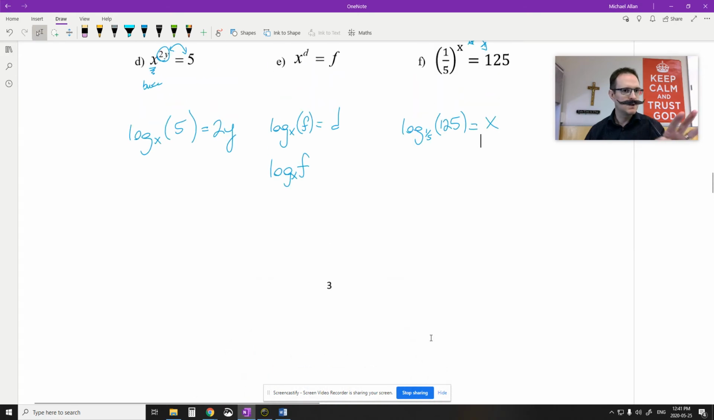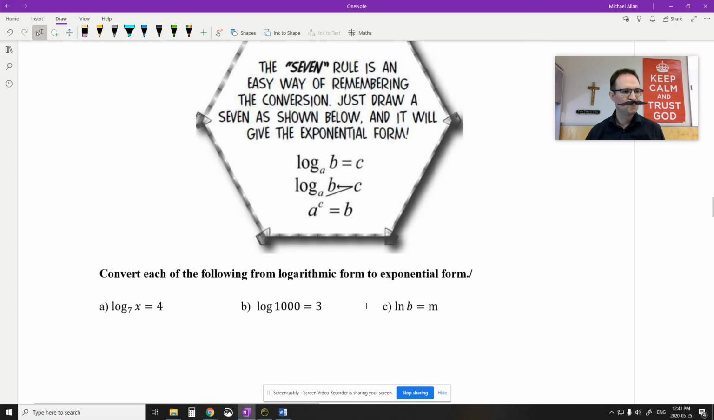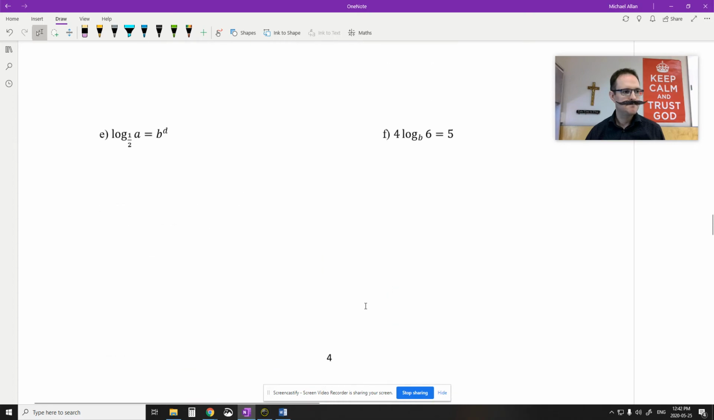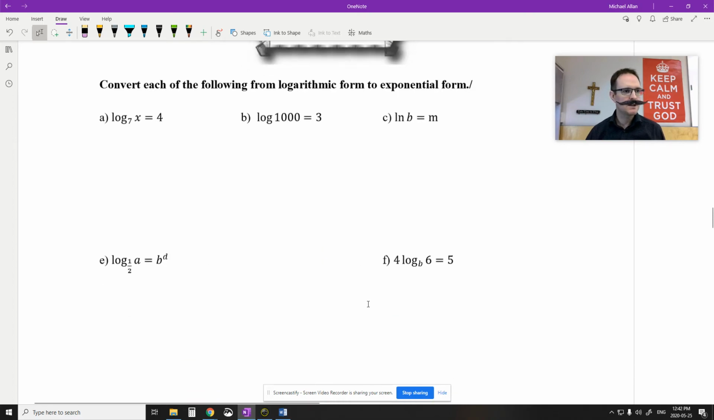Okay, but we're not going to do that yet. We haven't got to the point where we're actually punching these into the calculator. Okay. Yeah, so we'll keep on going here.